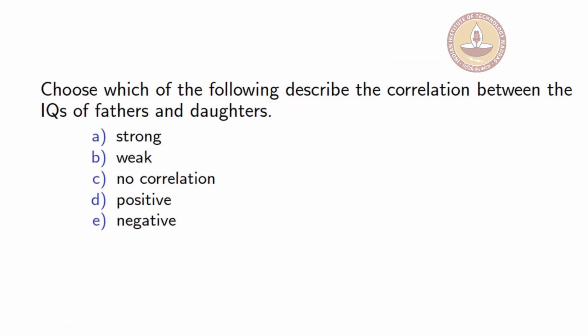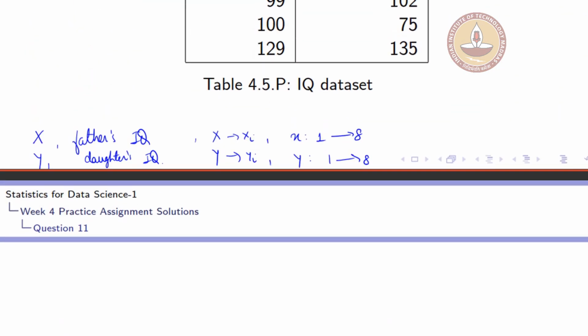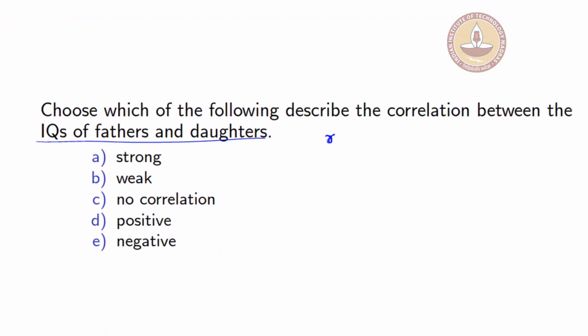Now let's see the question. Choose which of the following describes the correlation between the IQs of fathers and their daughters. So now we have to find the correlation between IQs of fathers and their daughters. So how will we do that? In order to find the correlation between IQs of fathers and daughters, we need to find the correlation coefficient R. So let's calculate. What is the formula for correlation coefficient? The formula is R is equal to covariance of xy divided by S of x into S of y.